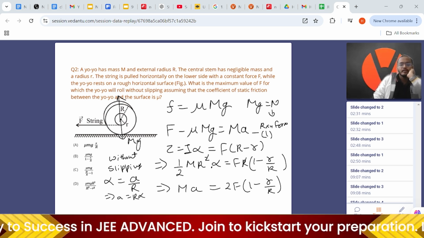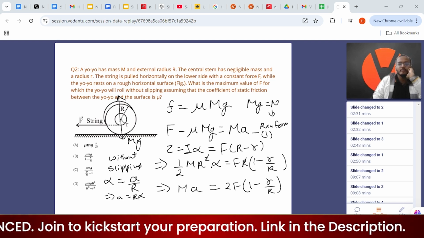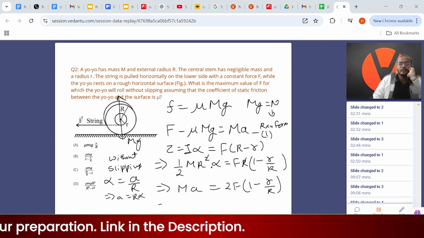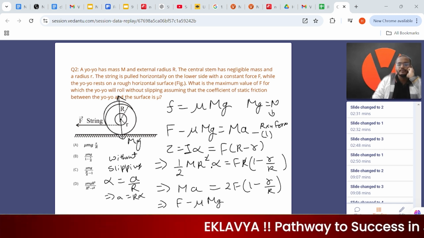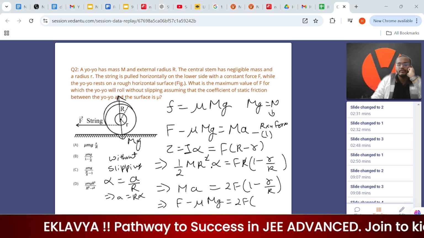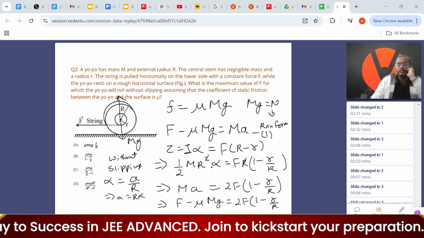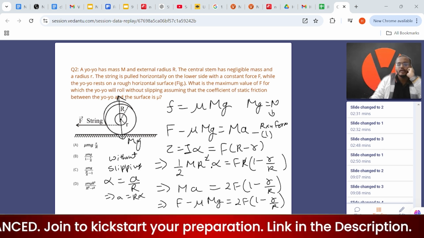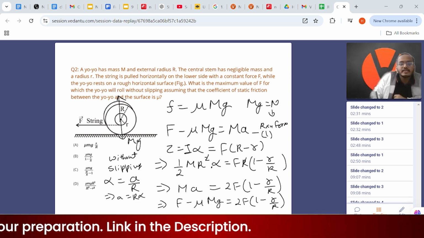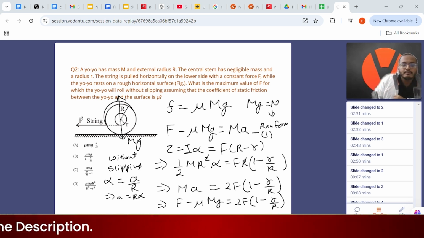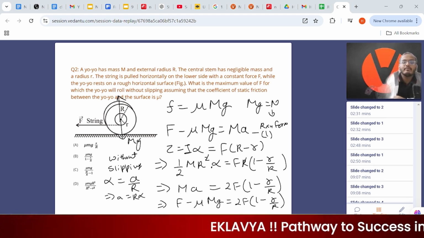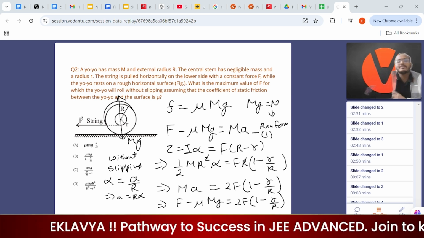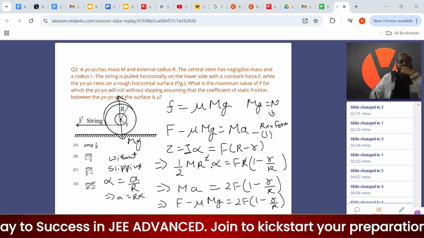Okay, now using this equation, we can put the value of ma from here. So from here, F minus mu mg will be equal to 2f 1 minus r by r. Okay, now see, in the options the answer is given in the form of m, g, r. Here in the option it is small m, but actually it must be capital M. So that's just something you need to look out for.